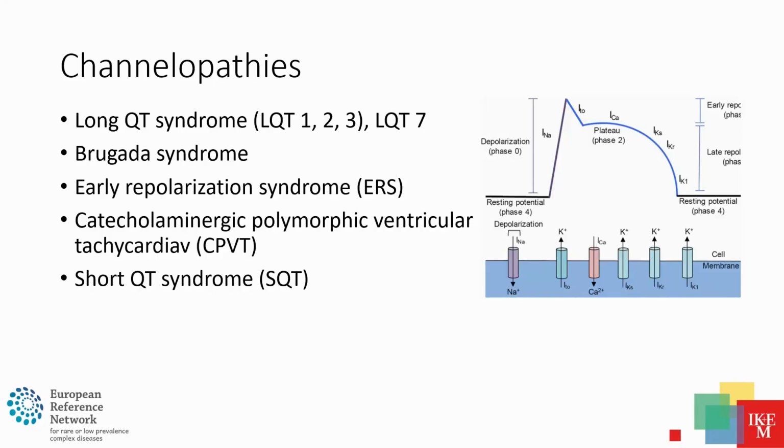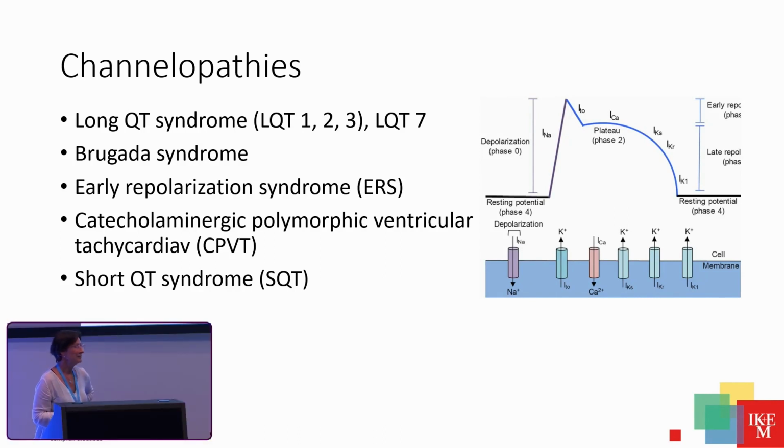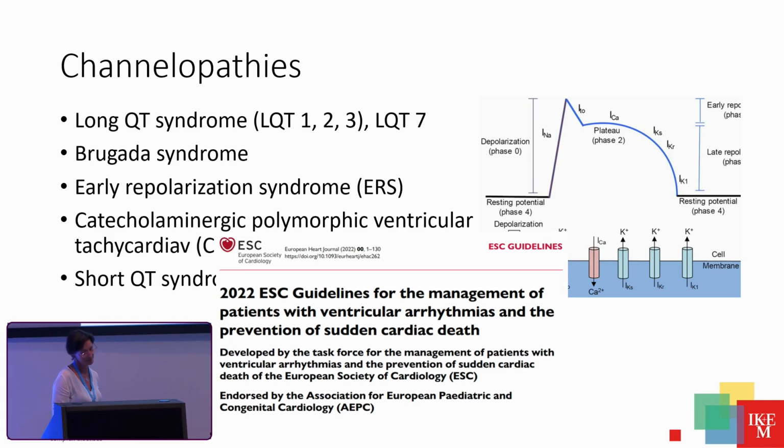So I'm going to talk about long QT syndrome type 1, 2, or 3, and long QT type 7. I'm going to mention Brugada syndrome, early repolarization syndrome, catecholaminergic polymorphic ventricular tachycardia, and risk stratification in short QT syndrome. And as I already told you, I'm going to stick mainly to the recommendations of recent, really very nice guidelines.